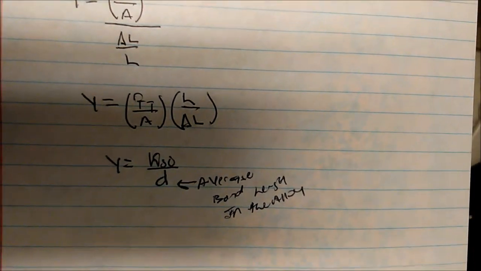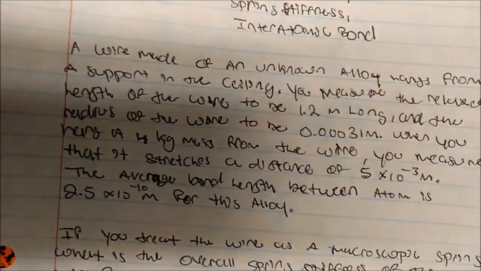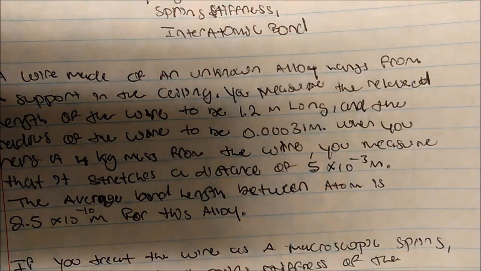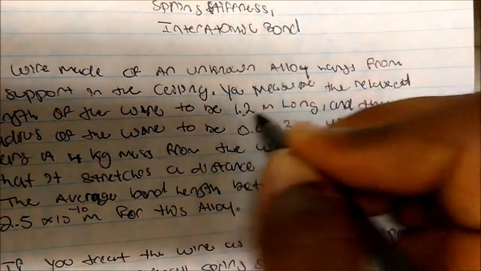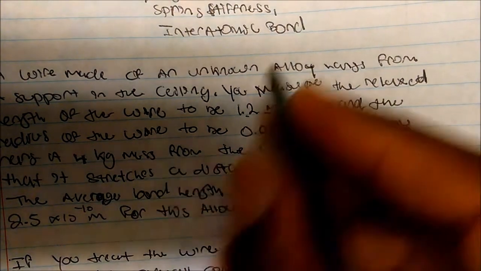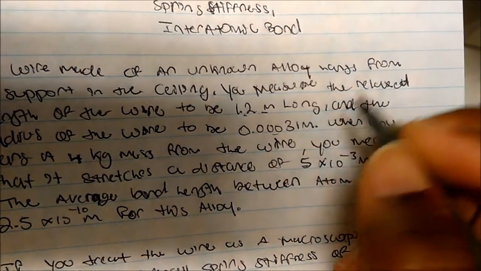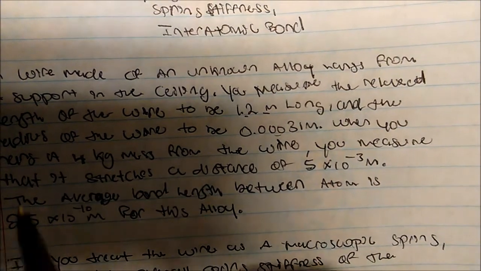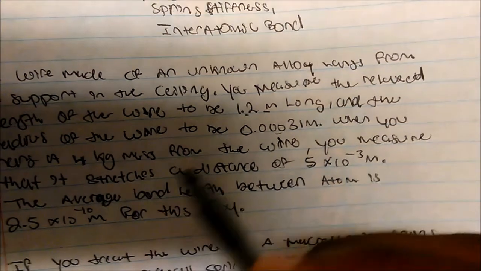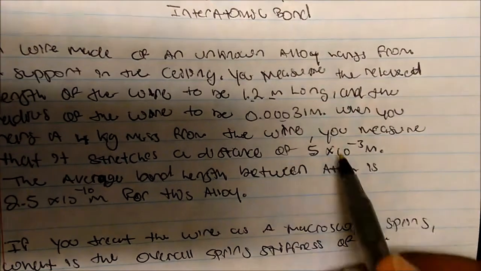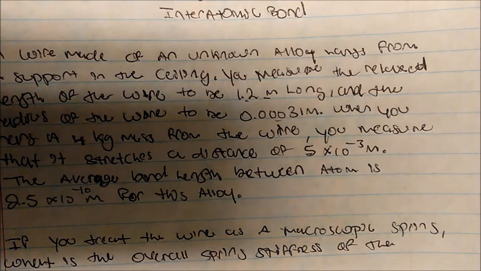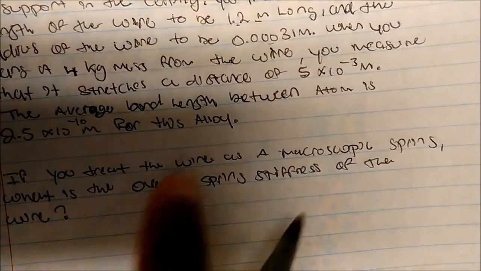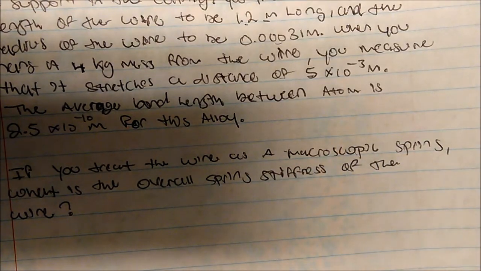So let's talk about how to calculate this. I have this problem here, and it says a wire made of an unknown alloy hangs from a support in the ceiling. You measure the relaxed length to be 1.2 meters long, and the radius of the wire to be 0.0031 meters. When you hang a 4 kilogram mass from the wire, you measure that it stretches a distance of 5 times 10 to the negative 3 meters. The average bond length between the atoms is 2.5 times 10 to the negative 10 meters for this alloy. If you treat the wire as a macroscopic spring, what is the overall spring stiffness?